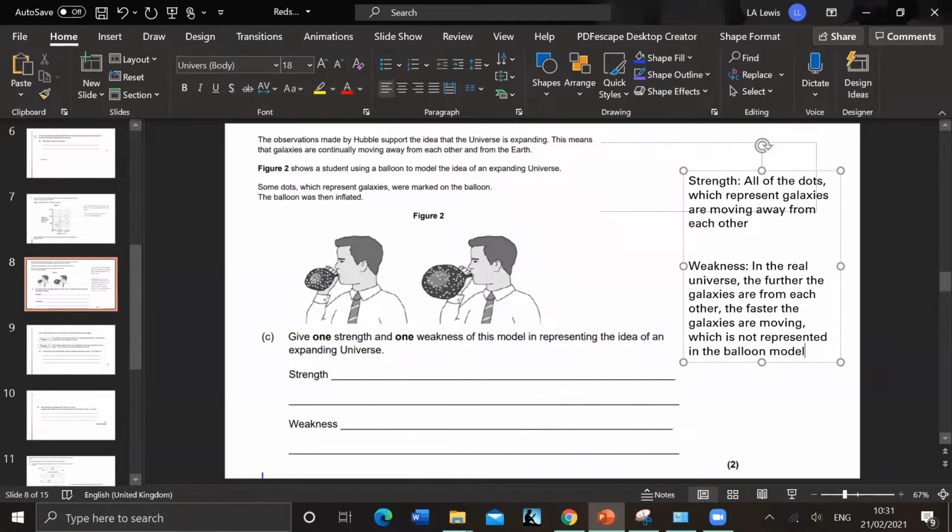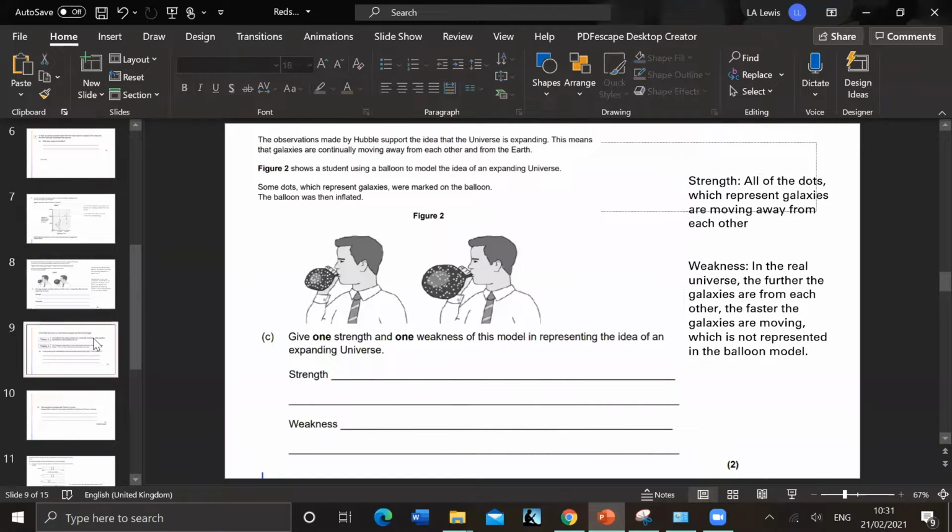So this is a good thing about the word model, because it doesn't always represent exactly real life, does it? It tries to sort of emulate little bits of it, but it doesn't always emulate the whole thing.